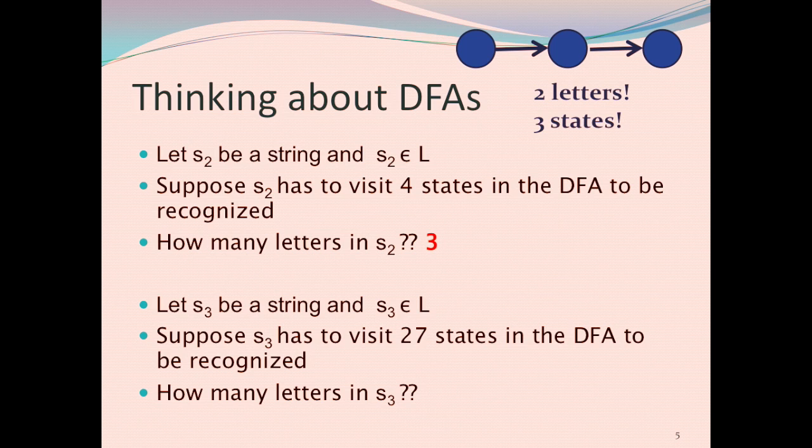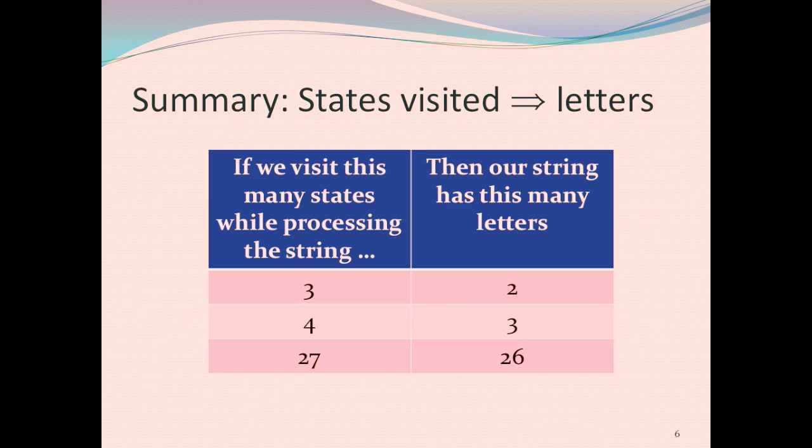Okay? Suppose that instead of 4 states and 3 letters, I had to visit 27 states. I hope you see a pattern here, right? If I'm visiting 27 states in my DFA, then there's got to be 26 letters in my string. Okay, so what did we say? If I have 3 states that I visit, then we have 2 letters in my string. 4 states that I visit, 3 letters in my string. 27 states that I visit, 26 letters in my string.